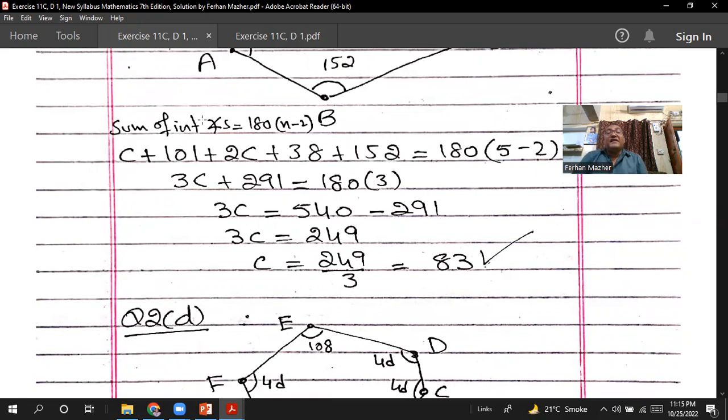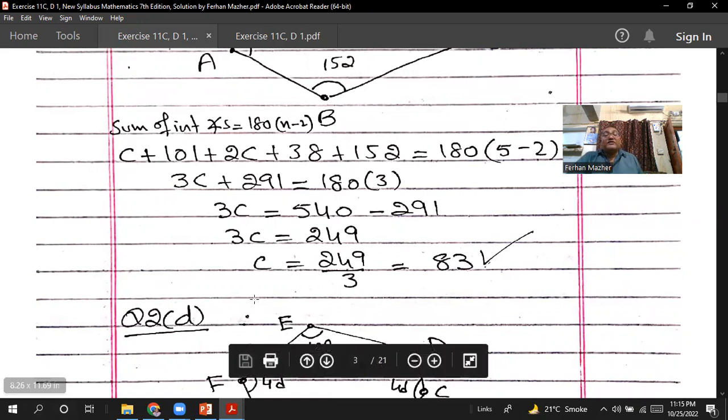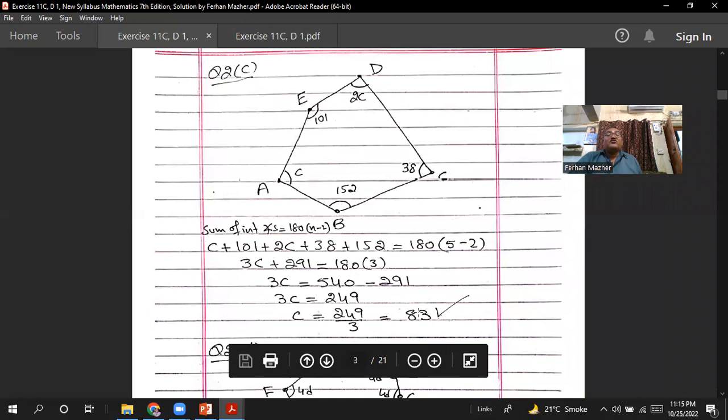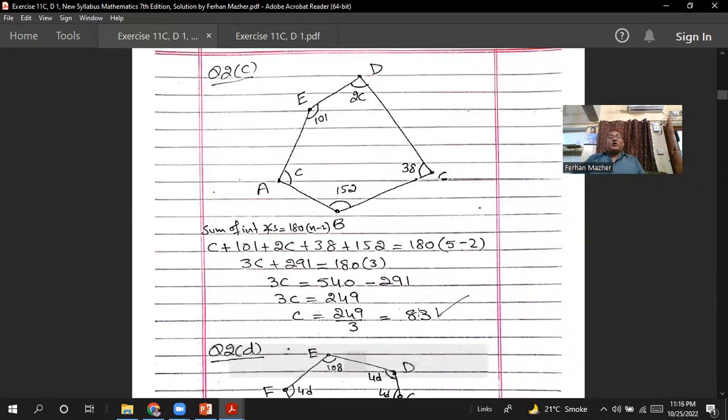So you will have 3C + 291 = 540. So 3C = 540 - 291. So 3C = 249, and C = 249 divided by 3. So that will be 83. So this is how you are going to attempt this question, and that was question number 2, C part. Let me show you the whole question, C part, showing up on your screen.